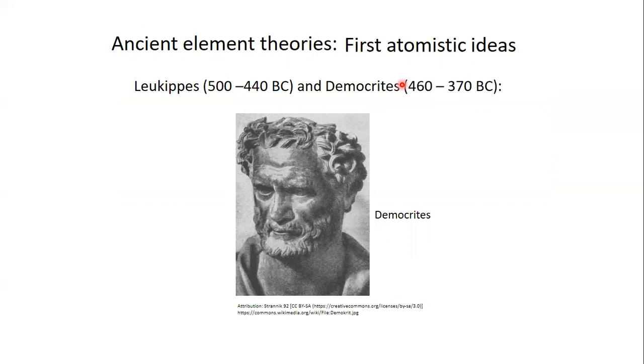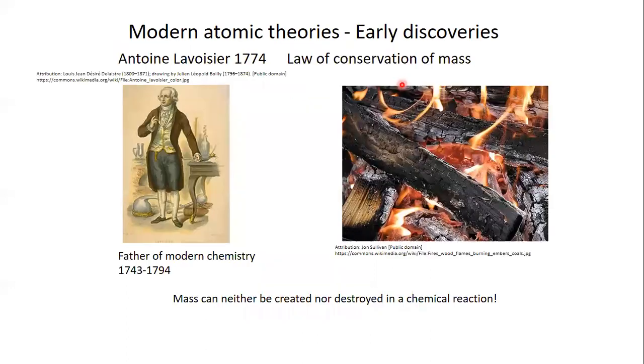Okay, so now we need to make a big jump in time. These ideas actually got forgotten for a long time until they only resurfaced about 2,000 years later with Dalton's atom hypothesis. Okay, so now let us understand how Dalton arrived at his atom hypothesis. And in order to understand this, we need to first consider what were basically the origins of modern chemistry.